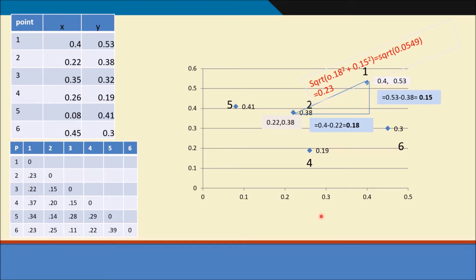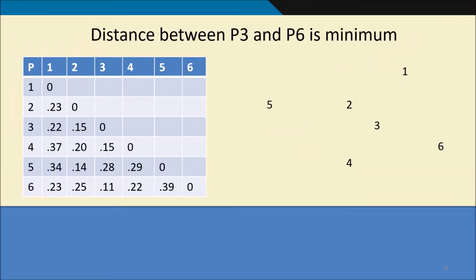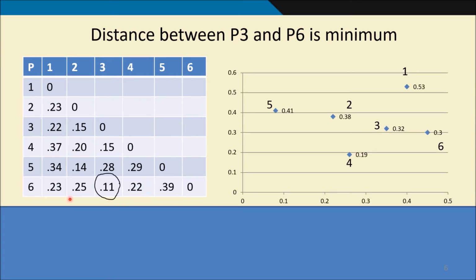Now we similarly find the distance between each and every point, point number 3 and 2, all of the points. Once we have found the distance matrix for all the points, we have to see which points are nearest to each other. We find that points 3 and 6 have the least distance. So we'll combine 3 and 6 and put them into one cluster. We have made this dendrogram and combined 3 and 6.